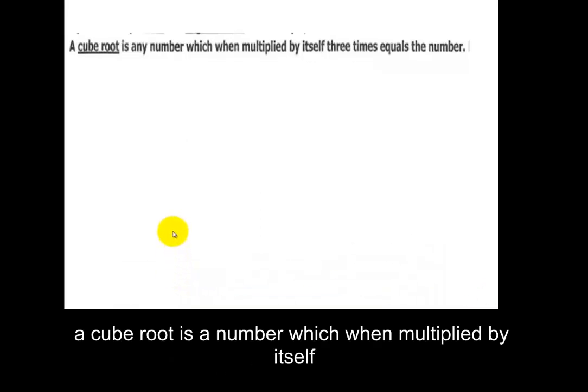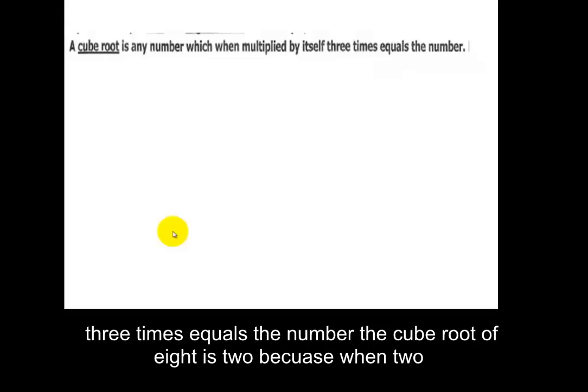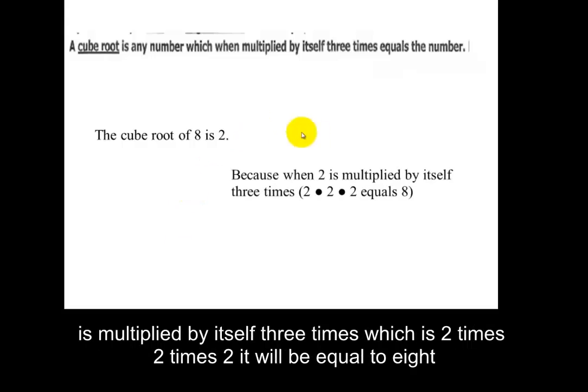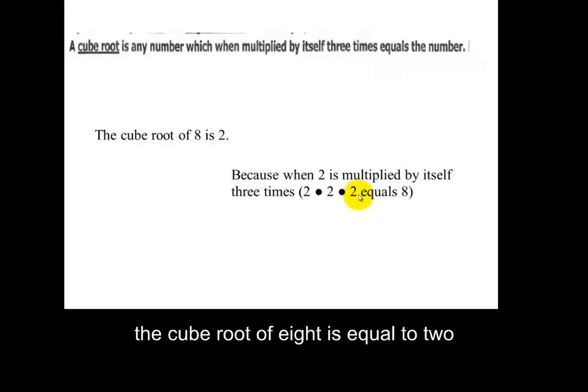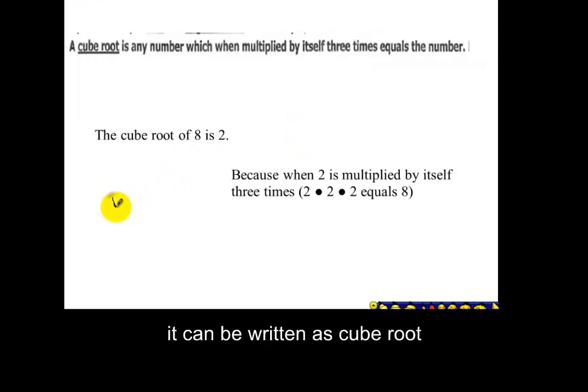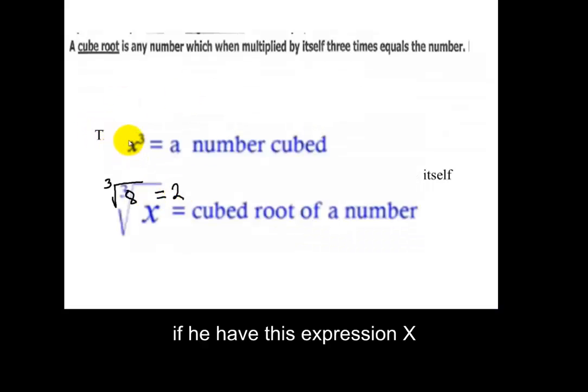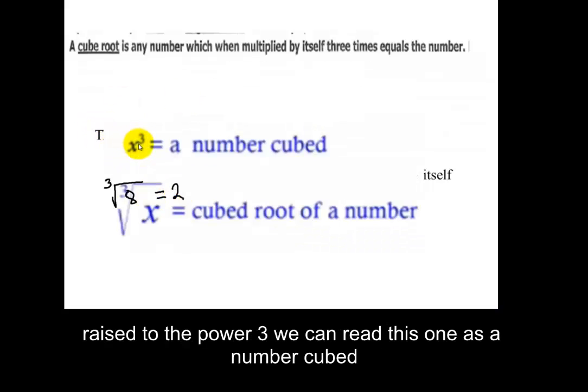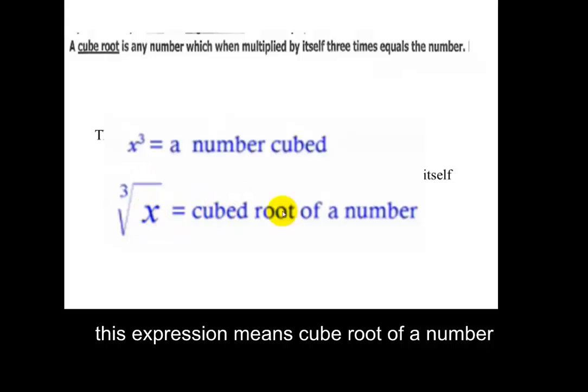A cube root is any number which when multiplied by itself 3 times equals a number. The cube root of 8 is 2 because when 2 is multiplied by itself 3 times, which is 2 times 2 times 2, it is equal to 8. So the cube root of 8 is equal to 2. And it can be written as cube root of 8 is equal to 2. If we have this expression, x raised to the power 3, we can read this one as a number cubed. This expression means cube root of a number.